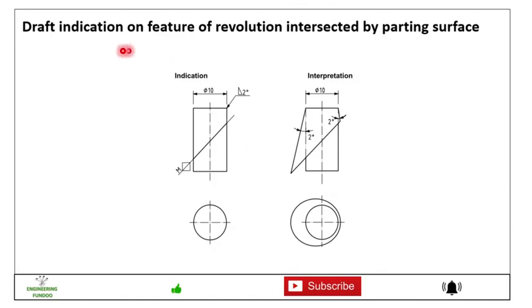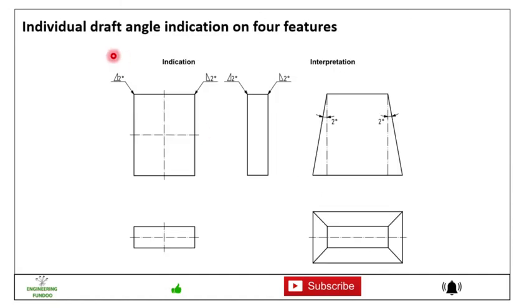Then friends, we have draft indication on feature of revolution intersected by parting line or parting surface. Then here is the parting surface. Here you can see we have 2 degree. So this is the 2 degree and this is the 2 degree, but this is applicable on this line only, up to this line only. So this is parting surface, and this is how it is represented on the drawing, and this is what the interpretation is.